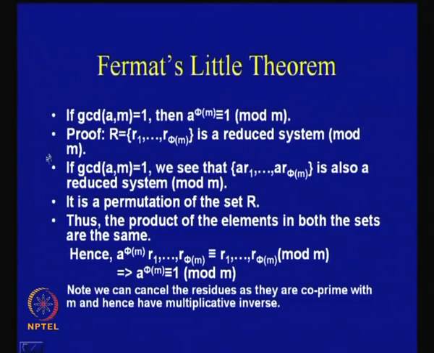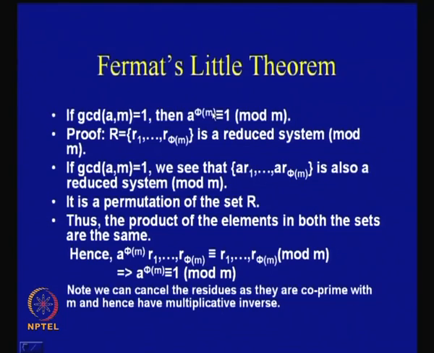So let us conclude our today's talk with a theorem of Fermat, called Fermat's little theorem, and it's very useful. If GCD of a comma m is equal to 1, then a to the power phi m is congruent to 1 modulo m. Actually this result is Euler-Fermat's theorem, and a variation of this is Fermat's theorem.